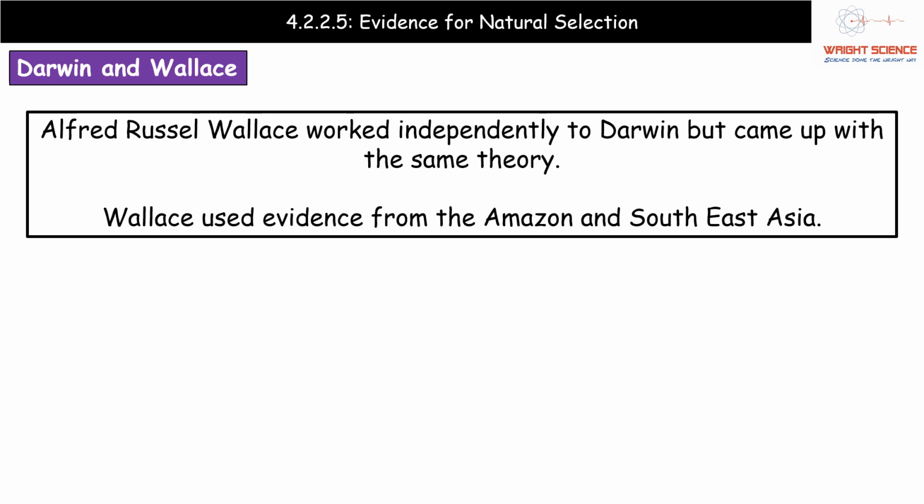Now, what he was doing was exactly the same thing as Darwin. He was travelling around, making all these observations, collecting samples, lovely detailed sketches, and even though both himself and Darwin were working completely independently, they both ended up with the same theory about what was happening to cause these observations that they had.